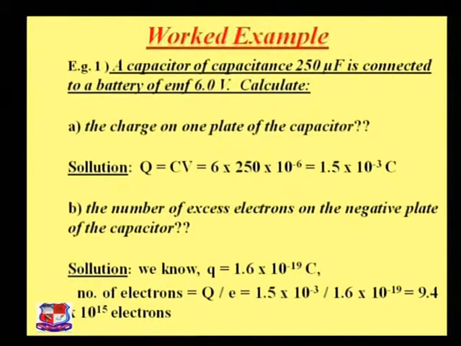raised to minus 3 divided by 1.6 into 10 raised to minus 19, that is 9.4 into 10 raised to 15 electrons generated in the negative plates. So these are the large amount of electrons generated toward the negative plate of the capacitor.